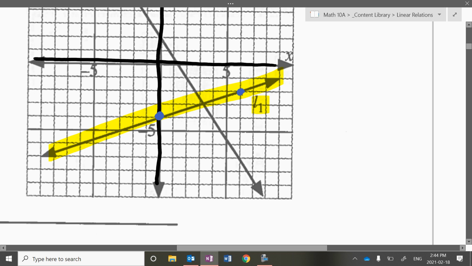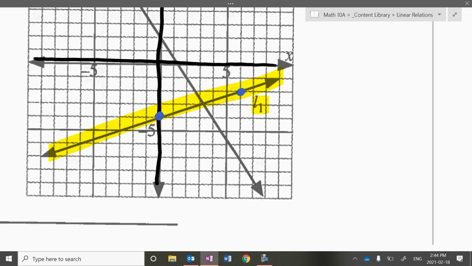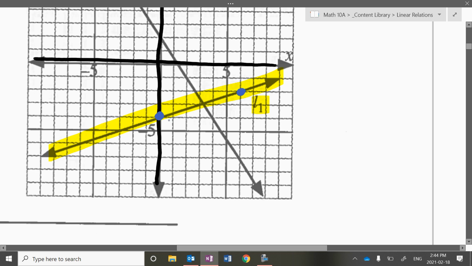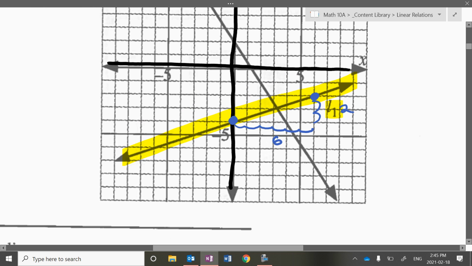I'm going to use this point over here. Could you use a different one? Totally. You can use any 2 points your heart desires, but just pick easy points. Then count. Remember, when you count to the right, it's positive. So 1, 2, 3, 4, 5, 6. I went to the right 6, so my run is 6. And I go up 2, so my rise is 2.